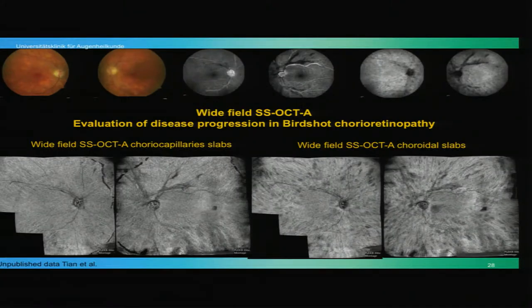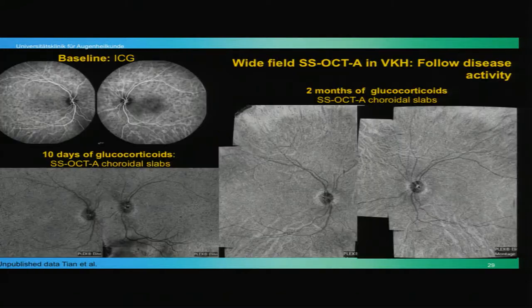It's also very intriguing for the evaluation of uveitis patients, for example, in Birdshot. You can follow the disease progression. This was a patient just recently diagnosed with Birdshot. You see the choroidal lesions here, but you see that the choriocapillaris is still not involved, and so you can follow the patient. You can also follow treatment response, for example, in VKH. You see all these granulomatous lesions blocking here. 10 days after glucocorticoid treatment and 2 months of glucocorticoid treatment, the lesions are completely gone.